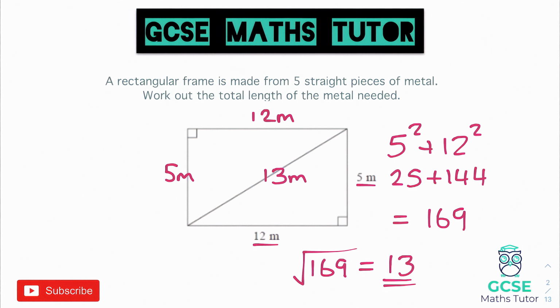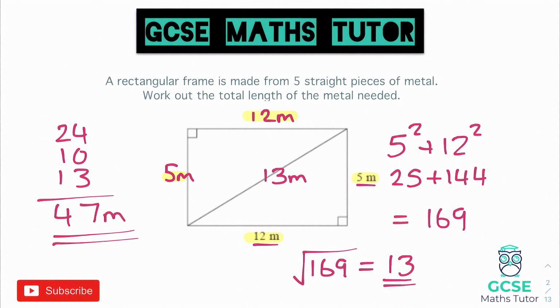So now all we actually have to do is add them together. Up to you how you add them. I'm going to add the two 12s to start with, which is a total of 24. Then I'm going to add the two 5s, which is a total of 10, just to make it a bit quicker to do the addition. And then we're going to add the 13 into that and just add them all up. So 4 and 3 is 7, and then 2, 3, 4. So we get 47 metres in total, and that'll be the total length needed to make this particular frame. So there we go, a little bit of Pythagoras involved in a slightly different type of question.